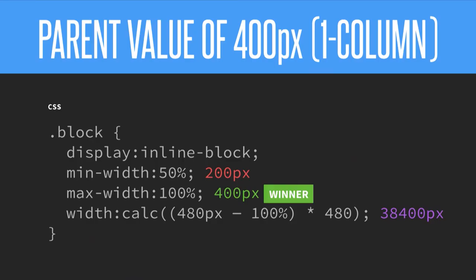If we were to do 400 pixels, the min width will be 200 pixels, the max width 400 pixels, and the width comes out to 38,400. And the max width wins because it's larger than the min width but smaller than the width. So we get a one-column layout if we use this technique. Are we having fun yet?